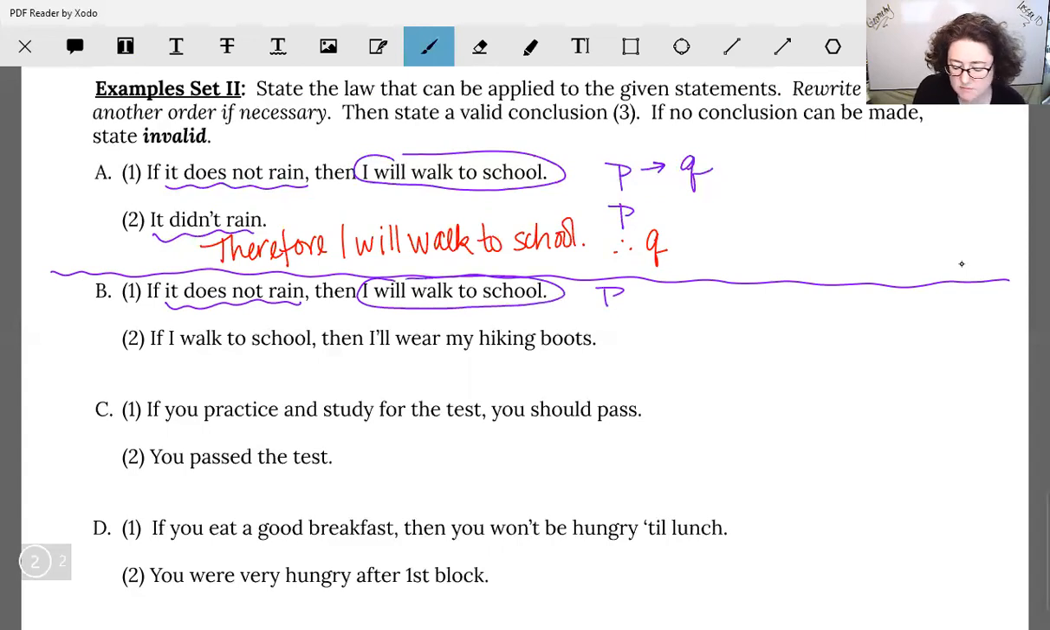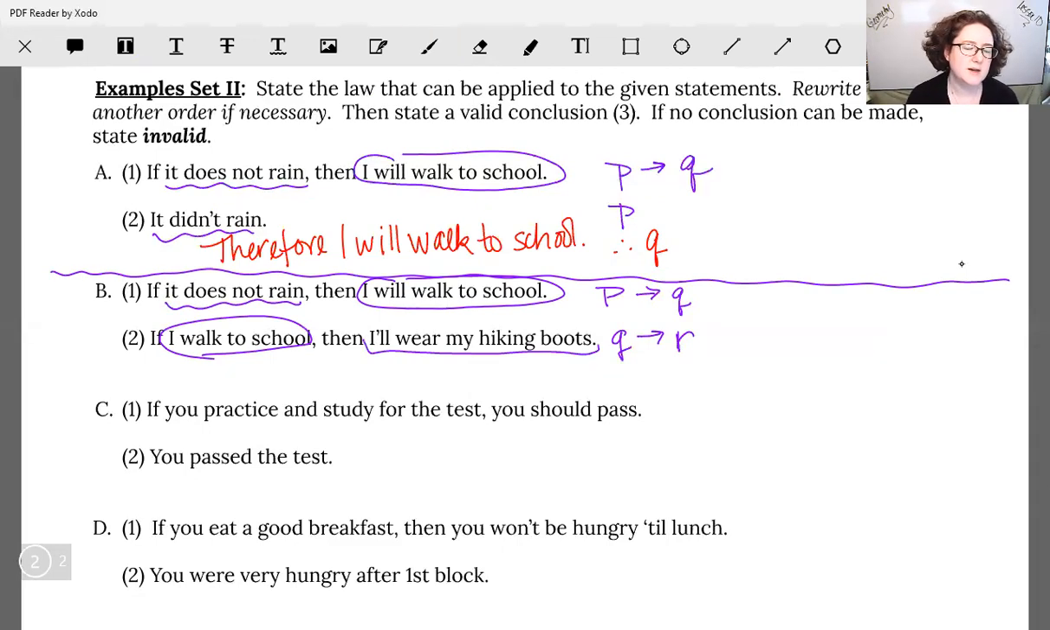Hey, it's the same conditional statement that we started on the previous problem. If I walk to school, that's a repeat. There's my Q idea again. So that's if Q, and then I'll wear my hiking boots. Wait a second, totally new idea. So let's give them a new variable. Let's call them R. So if we have that repeated idea in the middle, the Q's repeat, what can we then come to a conclusion on?